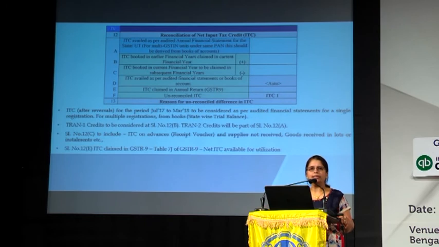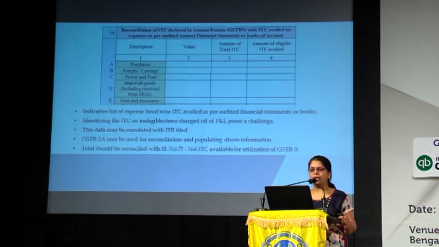Whenever we take GSTR 9 credit here, or this input tax credit, please calculate only for 9 months and not for 12 months. That is what we have to see here. 12A wants the information only for 9 months. This is the table which is asking for the reconciliation. I have not cashed the whole expenses. I have just cashed some of the expenses, an indicative list of expenses. They are saying reconciliation of input tax credit declared in annual return versus ITC availed on expenses as per audited financial statements or books of accounts. So individually you have to sit and take a ledger and see how much you have expensed and how much you have taken as eligible credit, with detailed expenses.